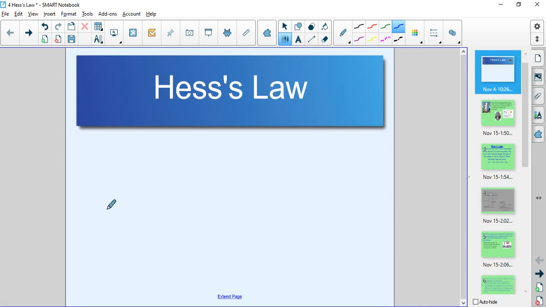Everyone, in this lesson we're going to go over another method of calculating enthalpy. We've already done calorimetry, so this is our next method. And we move on to Hess's law.